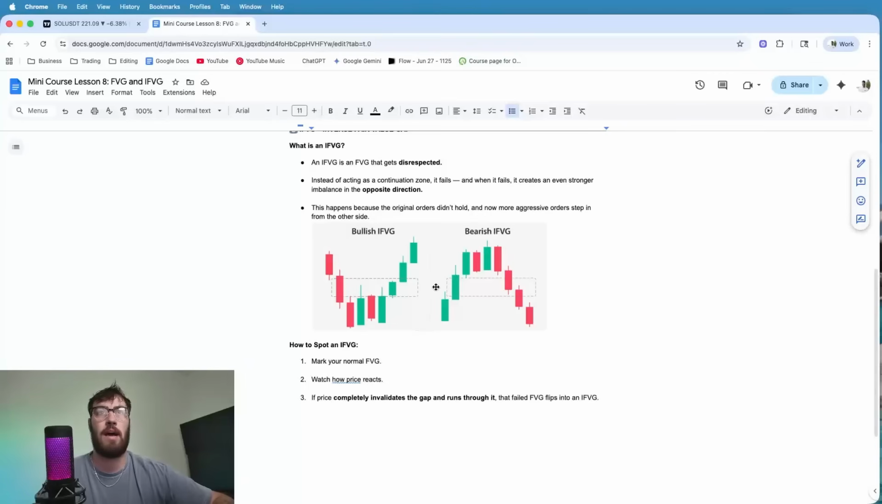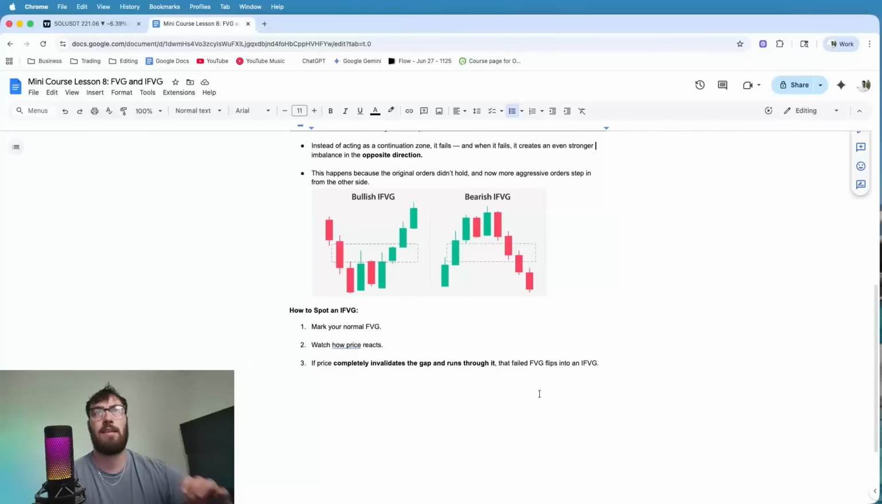Now for this opposite side, you can see we're in an uptrend. We have a bullish fair value gap here because our candle 1, candle 3, the difference, we blow right through that zone, now making this an inversion. So instead of there being more buy orders in this zone than sellers, it is now reversed. There are more sellers than buyers because we disrespected it. This happens because the original orders didn't hold, and now more aggressive orders step in from the other side.